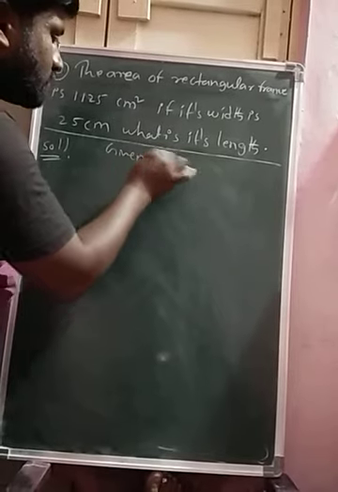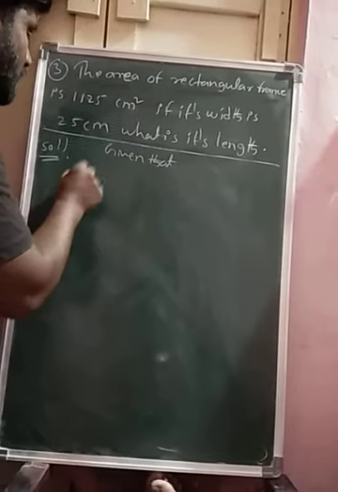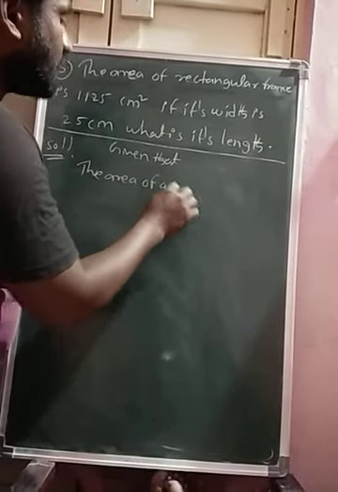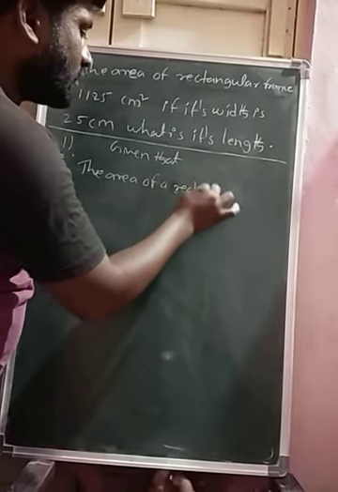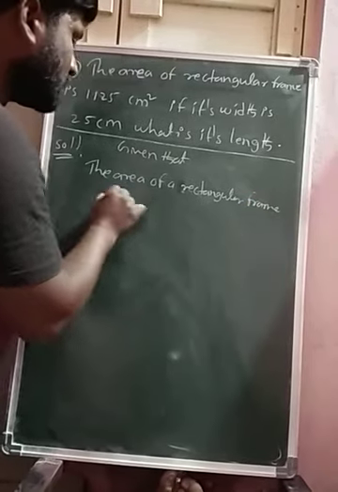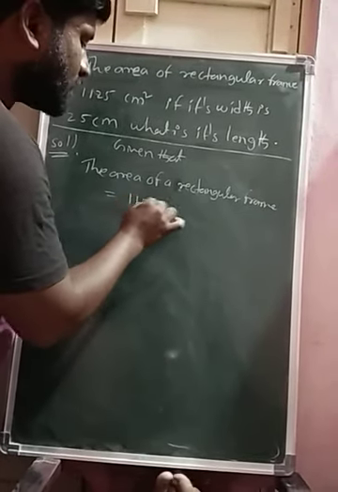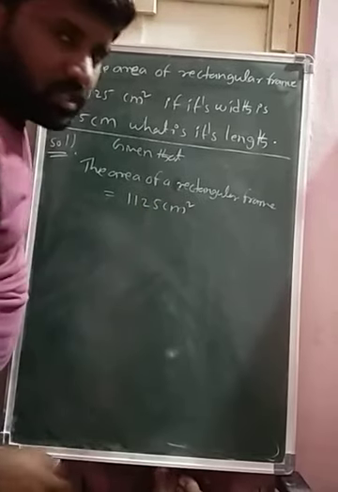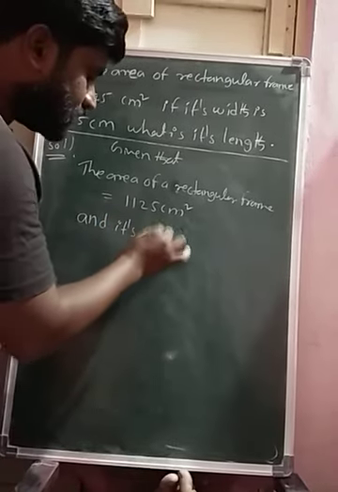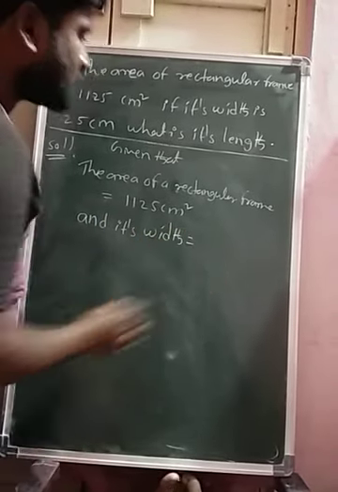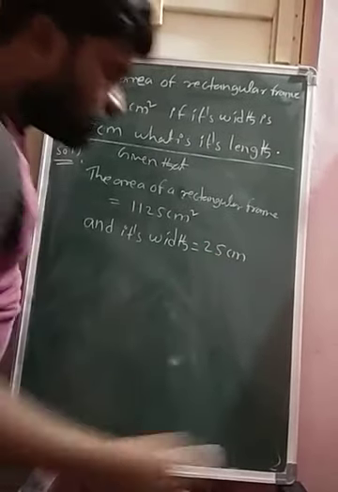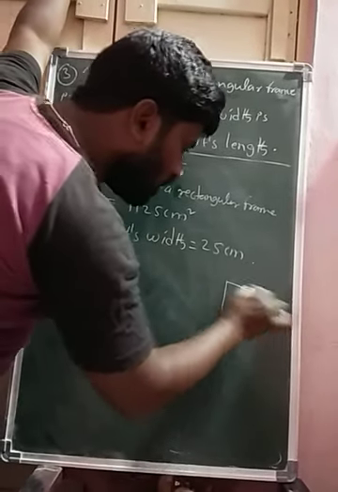Given that the area of a rectangular frame is equal to 1125 square meters, and its width is equal to 25 centimeter. For your understanding purpose, I am going to draw a rectangle.